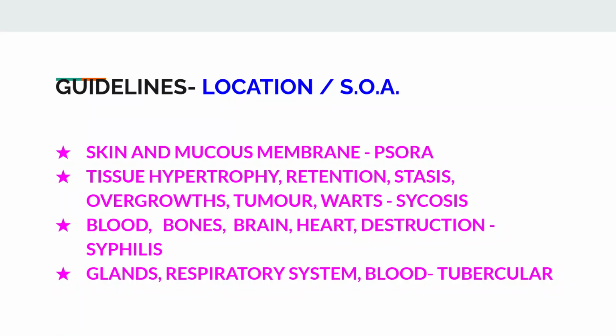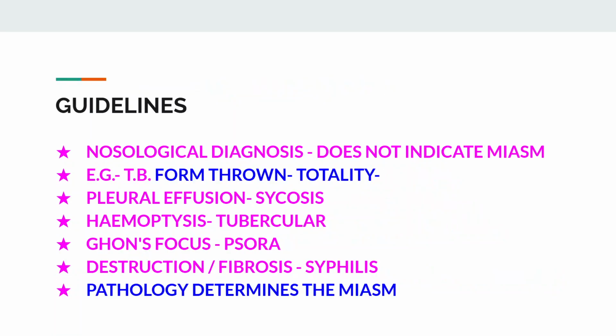So tissue hypertrophy, retentions, stasis, edema, overgrowths, tumors, and warts indicate psychotic miasm. Affection of blood, bones, brain, heart, and destructive pathology indicates syphilitic miasm. Glands, respiratory system, and affection of blood indicate tubercular miasm. Pathology of the blood means anemia, leukemia, and glandular affections. Respiratory system affections with tuberculosis indicate tubercular miasm.